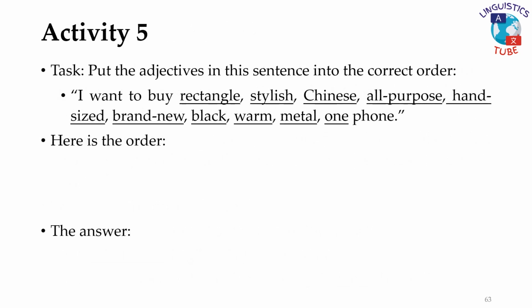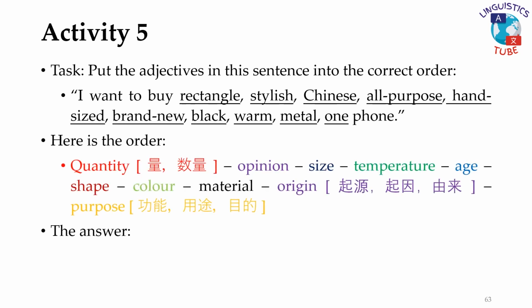We'll finish with an activity. Put the adjectives in this sentence into the correct order. I want to buy rectangle, stylish, Chinese, all-purpose, hand-sized, brand new, black, warm, metal, one, phone. To help you, here is the order. Please pause the video now to complete the activity.